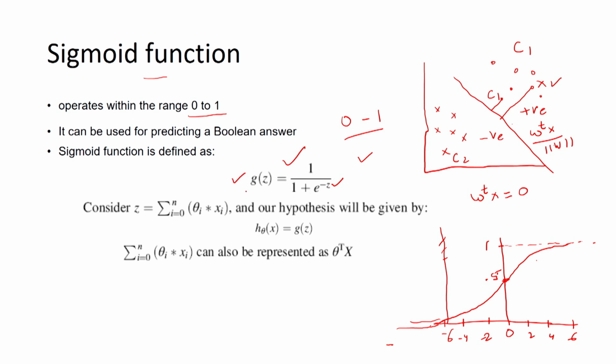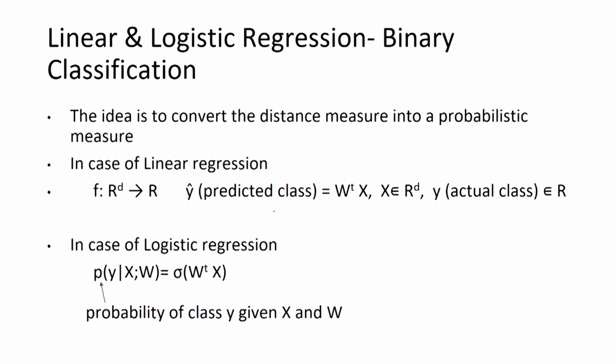So, when we use this distance as z, your sigmoid function is giving you correct probabilities of belonging to a particular class. Since we are saying that your probabilities are between 0 and 1, this is the probability of belonging to class 1, and 1 minus that will be the probability of belonging to the other class. So, this can be applied only to the binary classification case.